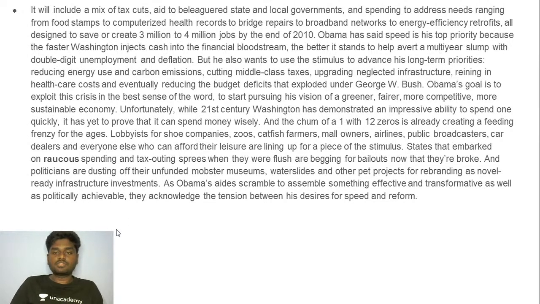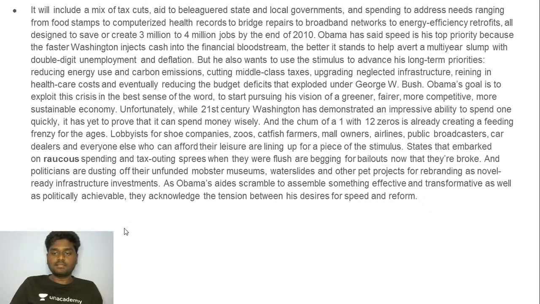But he also wants to use the stimulus to advance his long-term priorities: reducing energy use and carbon emissions, cutting middle class taxes, upgrading neglected infrastructure, reining in healthcare costs, and eventually reducing the budget deficit that exploded under George Bush. Obama's goal is to exploit this crisis to start pursuing his vision of a greener, fairer, more competitive, more sustainable economy. Unfortunately, while 21st century Washington has demonstrated an impressive ability to spend money quickly, it has yet to prove that it can spend money wisely.